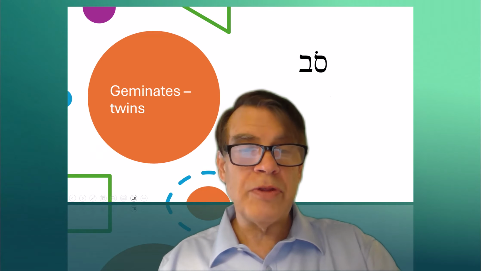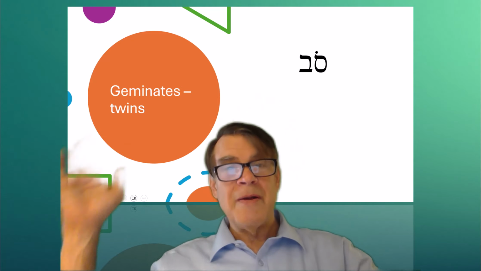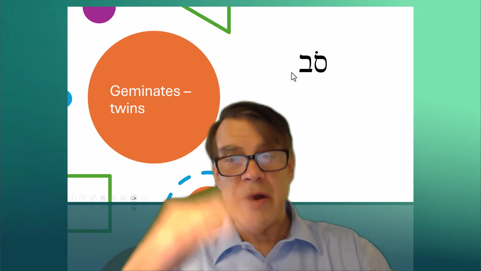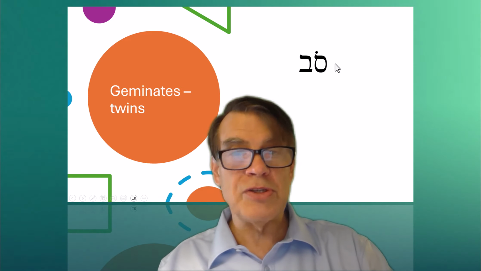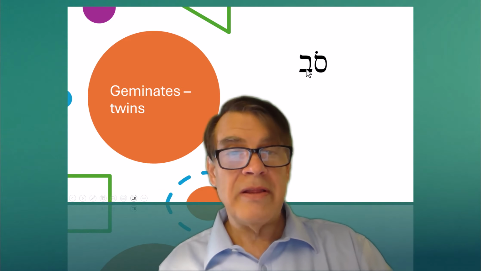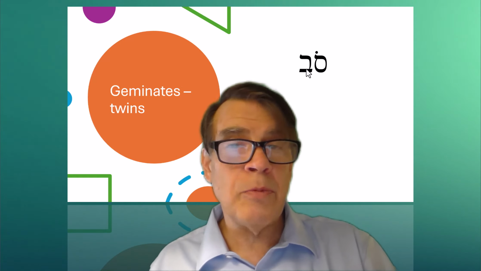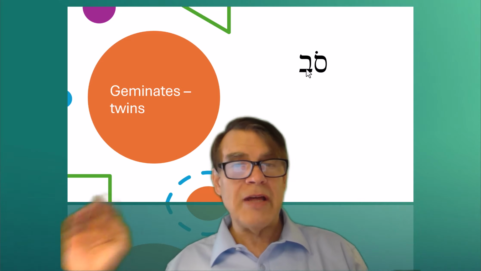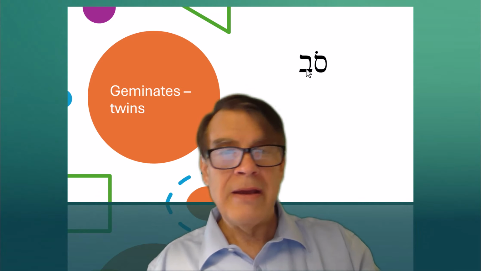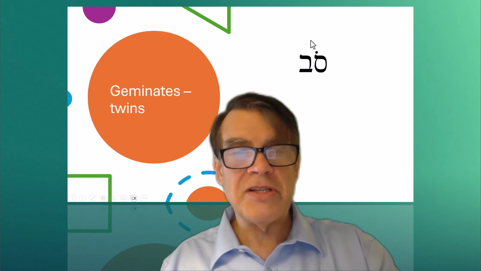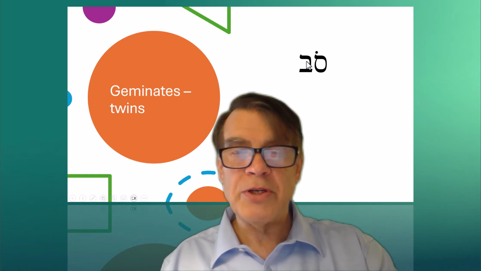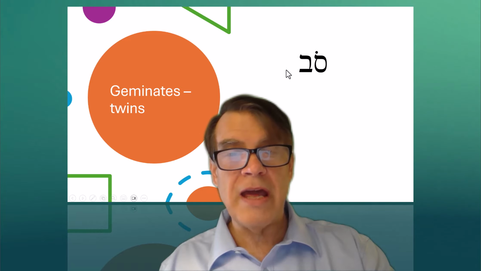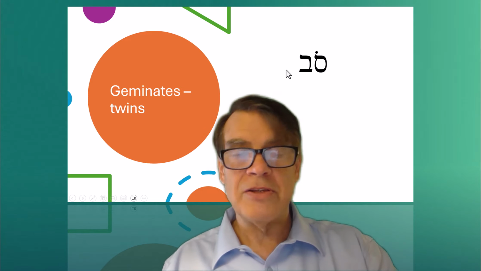Finally, I want to end with what are called geminants. These are the twins. This is where the second and third consonant are the same. So savav, to surround. This is the participle sov, and you can see that it thought, well, why put both bets there? Let's not do that. Let's just have one bet and be done with it. So this is like surrounding the participle, but you can see that one of the consonants has gone away, and it's the second bet that's gone away.